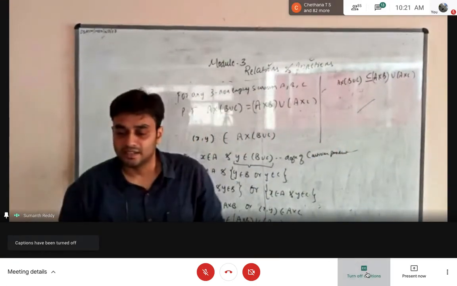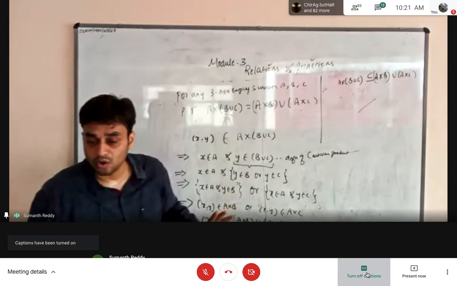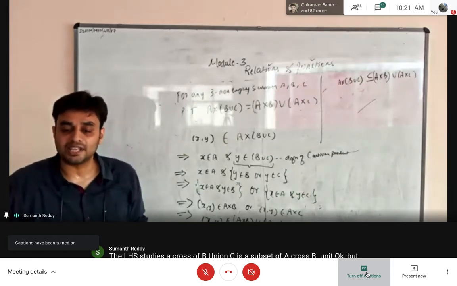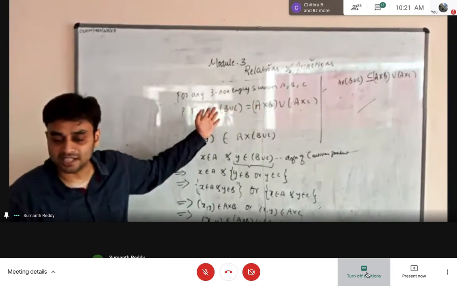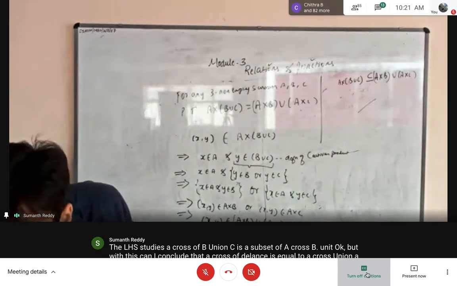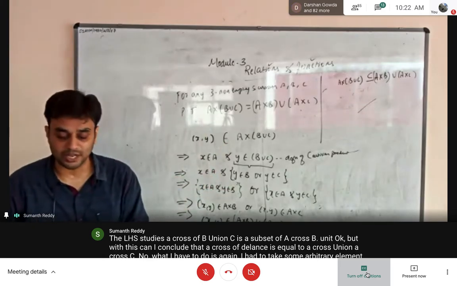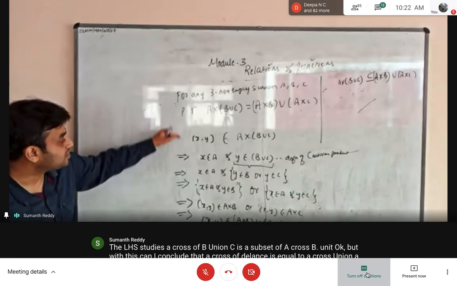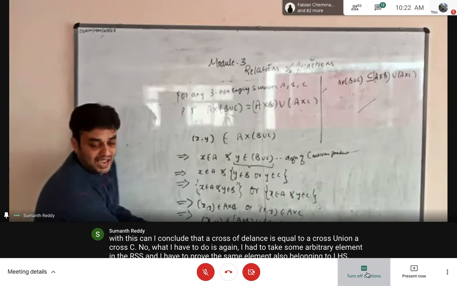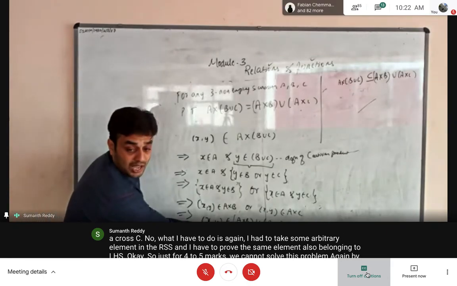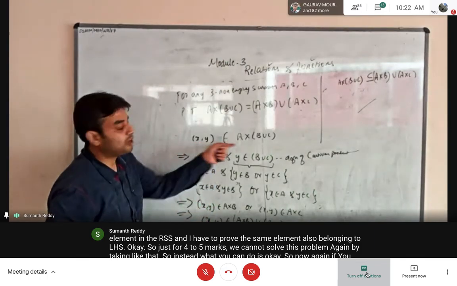But with this, can I conclude that A cross of B union C is equal to A cross B union A cross C? No. What I have to do is, again, take some arbitrary element in the RHS, and prove the same element also belongs to LHS. Just for 4 to 5 marks, we cannot solve this problem again by taking like that. So instead, if you observe this problem from bottom to top, in the last step I have taken some arbitrary ordered pair belonging to the RHS, and if you go step by step upward, the same arbitrary ordered pair belongs to the LHS.